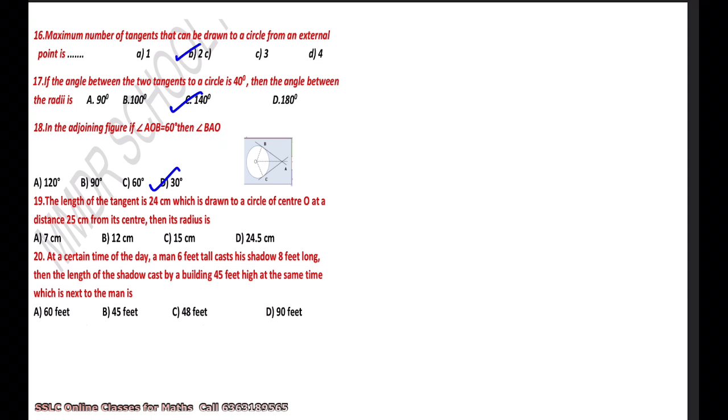Question number 19. The length of the tangent is 24 centimeters, which is drawn to a circle of center O from a point at a distance of 25 centimeters from its center, then its radius is. There is a circle, fine, and there is a point outside the circle. A tangent is drawn from this point to the circle. This length is 24 centimeters.